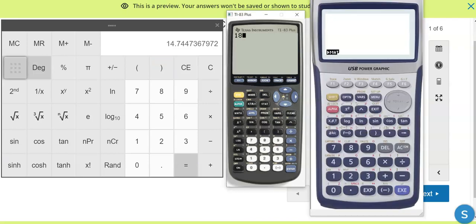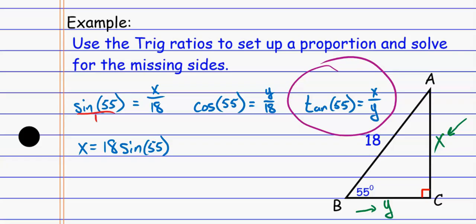With the TI graphing calculator, same thing. It's just 18 times, and you don't even have to hit the times sign. You can just type it right next to this, sine of 55 degrees, enter. And so I get 14.74. So for this one, when I plugged it into the calculator, I got x equals 14.74. And that gives me the length of AC.